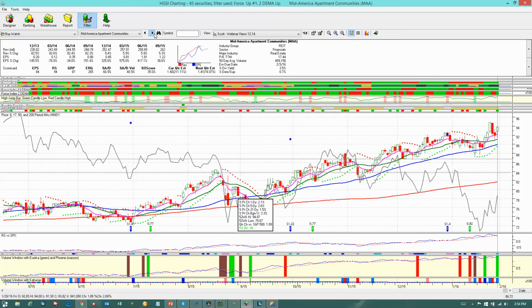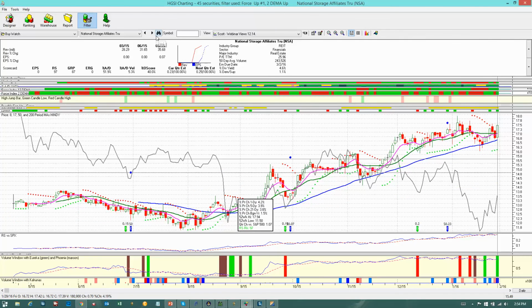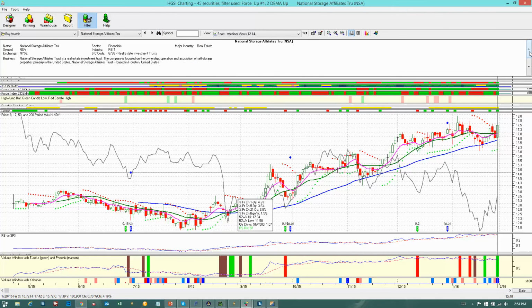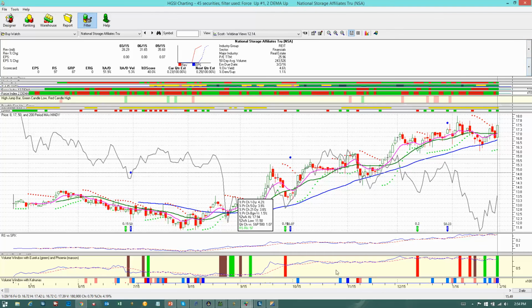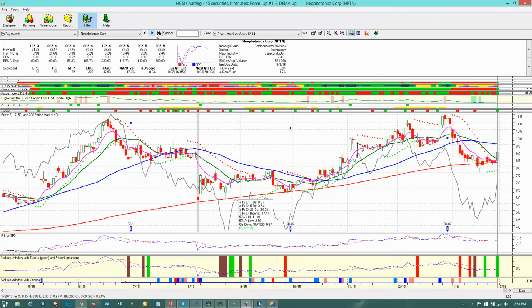Mid-America, another REIT. I think I've talked about this one before. Nice lower left, upper right, steady Eddie. Pays a 3.5%. National Storage, I think that's another one of those you-store-it places. Yep, self-storage. This has been a hot group, just like the technology. Pulls back to the 50, good place to buy. Kahuna's mobile breakout from a squeeze, 4.6% dividend.